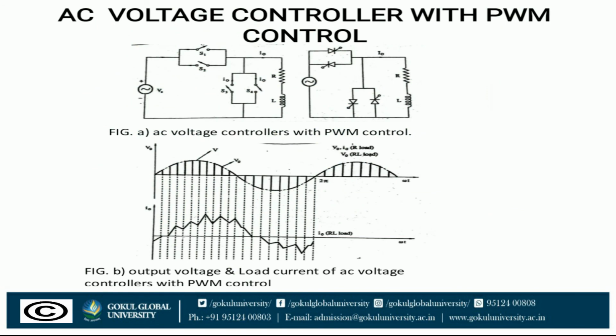Now one more new topic, AC voltage controller with PWM control. Now, you know what PWM is. That is pulse width modulation, isn't it? Now what they have employed in the circuit: we have shown two AC voltage controllers which are shunted, as you can see in the figure. The first pair is S1 and S2, and the second pair is S3 and S4. The load is an RL load.